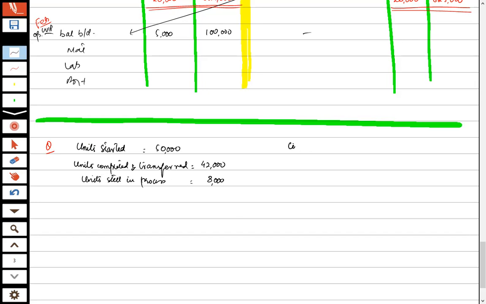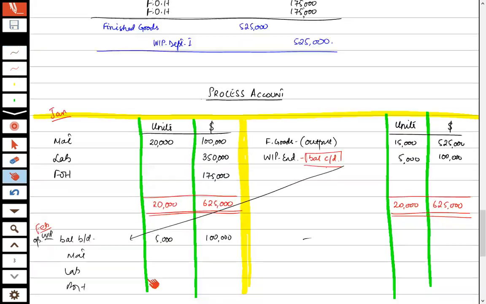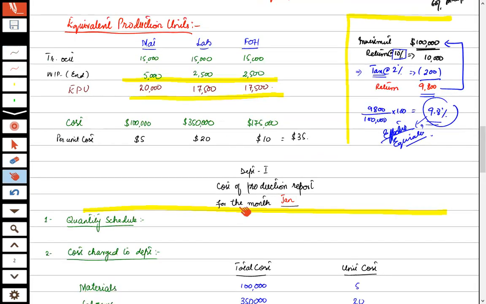Now the costs incurred were material, labor, and overhead. Material, dollar 245,000. It's understood it's in dollars. Okay, labor 82,000, overhead 134,400. Now what you have to do? You have to prepare the whole cost of production report.